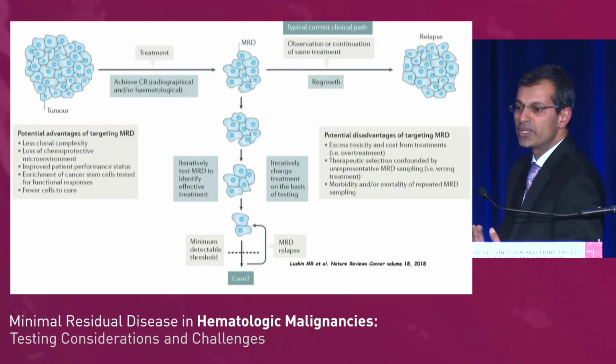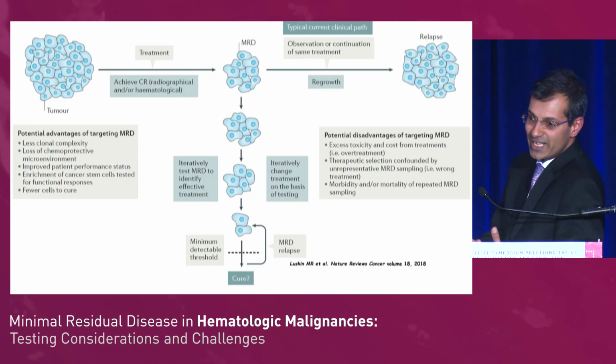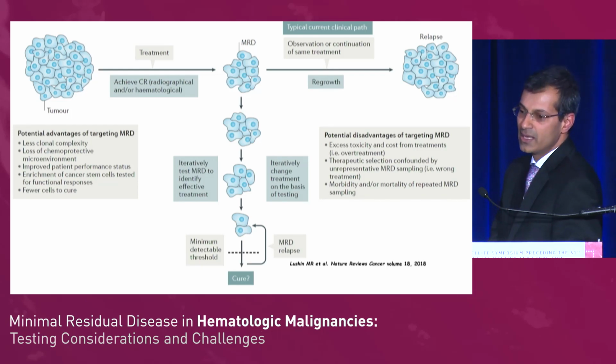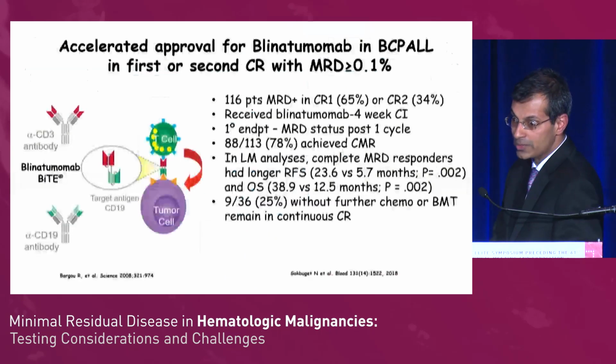So there are many potential advantages of treating MRD just because there's less clonal complexity, there's loss of chemoprotective microenvironment, the patient's performance status is quite good, functional status is fairly good, there's enrichment for cancer stem cells that are tested, and there are fewer cells to cure. But there are many potential disadvantages as well. There could be excessive toxicity and obviously the costs that are involved.